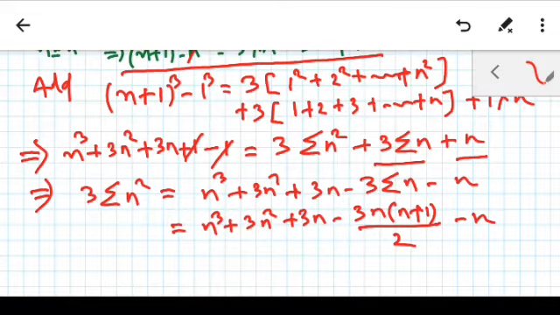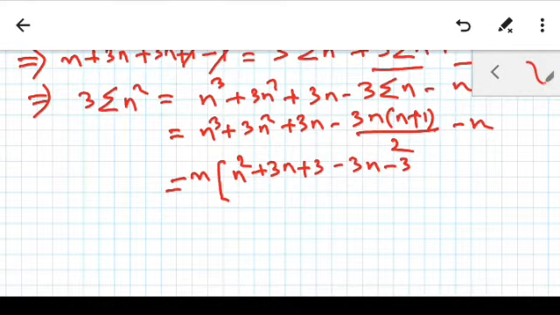Now what we have to do, please see. You take n common first. If I take n common, then I am having here n square plus 3n plus 3 minus 3n minus 3.